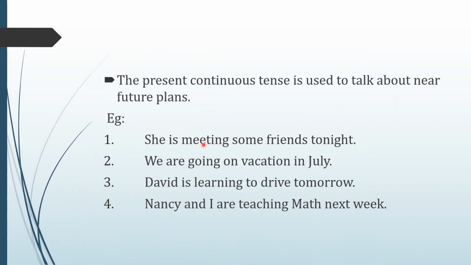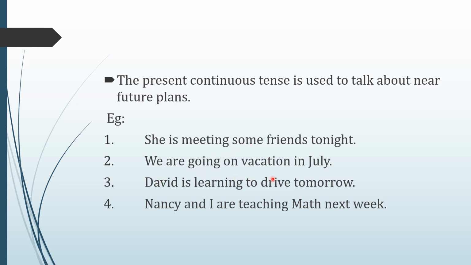Now, let's see another situation. The present continuous tense is used to talk about near future plans. What you are going to do in the near future, that also you can say in present continuous tense sentences. She is meeting some friends tonight. It means tonight she is going to meet her friends. So we can use simple present continuous tense here.